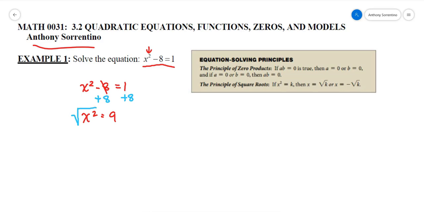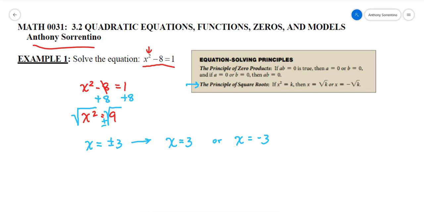When I start dealing with numbers, though, I have to be aware of the principle of square roots. If x squared equals k, then x equals the square root of k, or the opposite of the square root of k. Because remember, a square root symbol only produces positive results. But if I think about it, there are two different numbers that I can multiply together and get 9. 3 is one of those numbers, but so is negative 3. So those are the two answers I would expect to get for this, plus or minus 3, which of course I could write as x equaling 3 or x equaling negative 3.